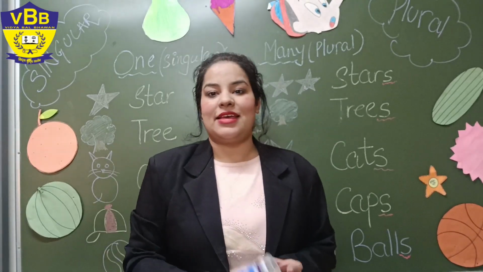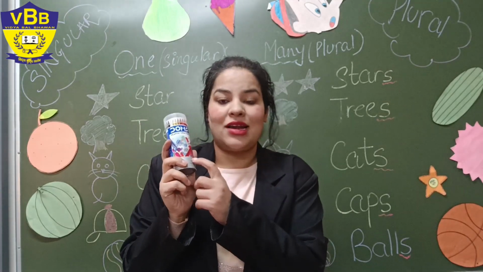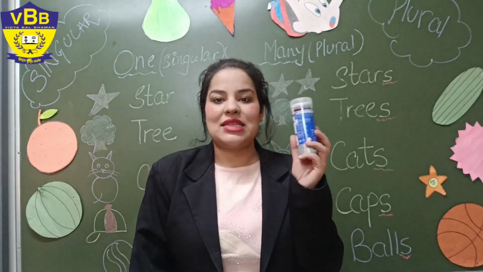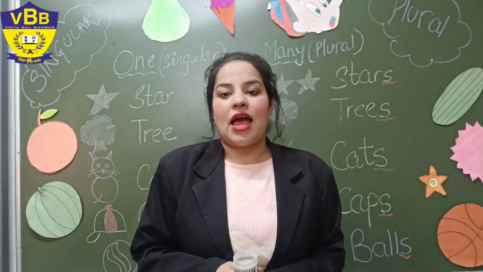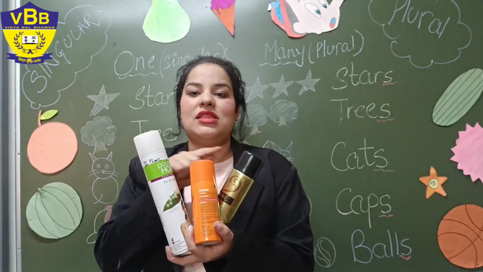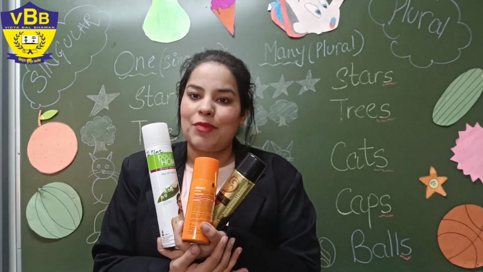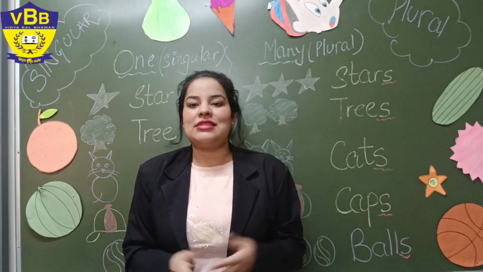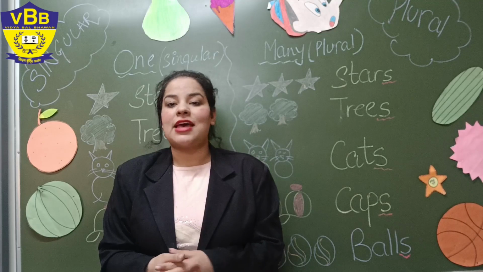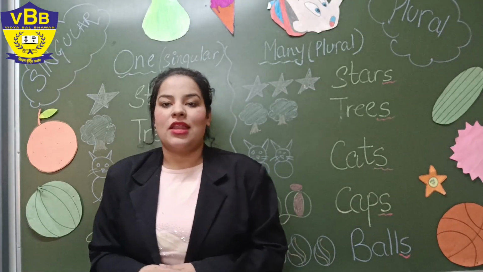The next example is, what is this? This is bottle. Now tell me, how many bottles are there? 1. So this is one bottle. How many bottles are there? Let's count. 1, 2, 3. So these are 3 bottles and these are many bottles. So students, this is how we differentiate one and many objects. Students, I will give you some more examples to know this concept better.